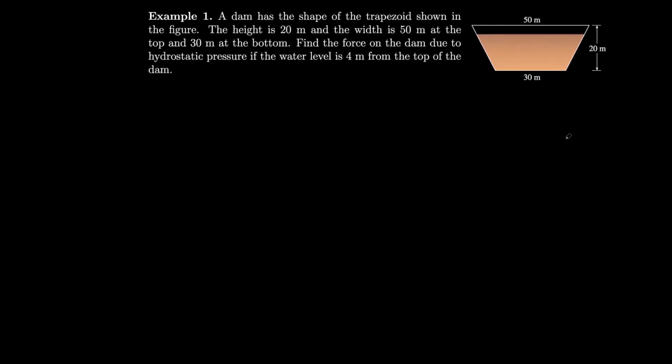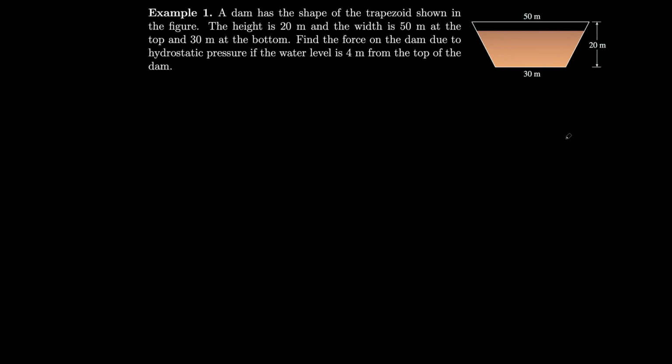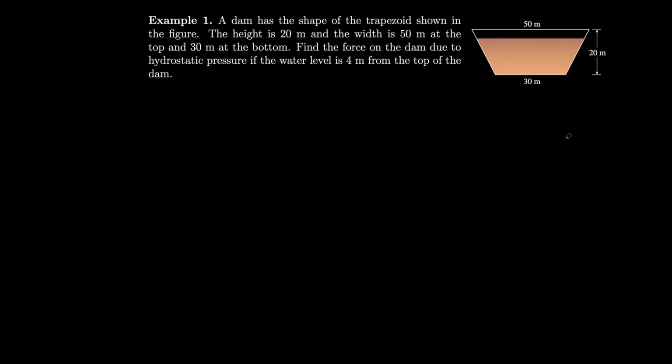A dam has the shape of a trapezoid shown in the figure. The height is 20 meters, and the width is 50 meters at the top and 30 meters at the bottom. Let's find the force on the dam due to hydrostatic pressure if the water level is 4 meters from the top of the dam. So how about we put in an x-axis here?